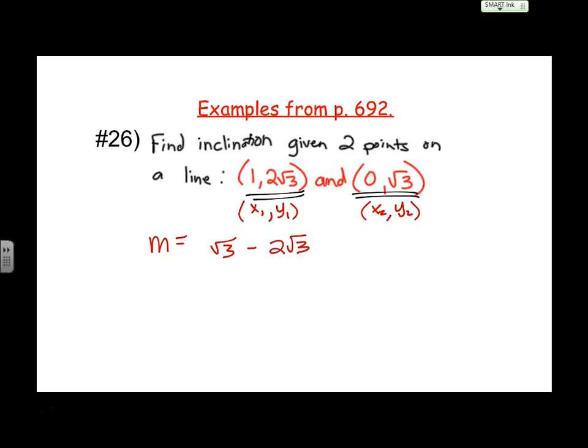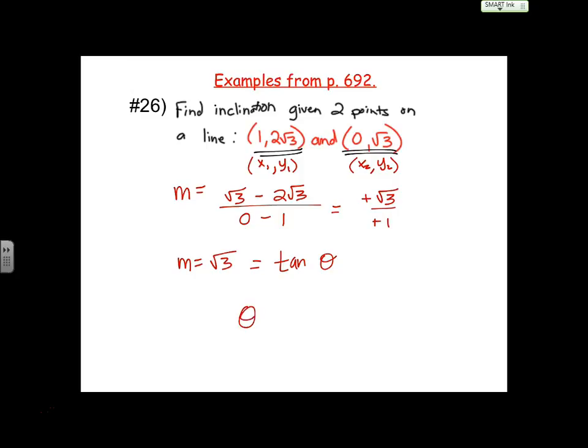Some of you won't like it, but how do we combine square root of 3 minus 2 root 3? They're like terms. Like 1x minus 2x is negative x. 1 root 3 minus 2 root 3 is negative 1 root 3, all over 0 minus 1. Change to positive. So m is equal to root 3, which equals tangent of theta, square root of 3 over 3, 1, square root of 3. What's theta? 60 degrees.